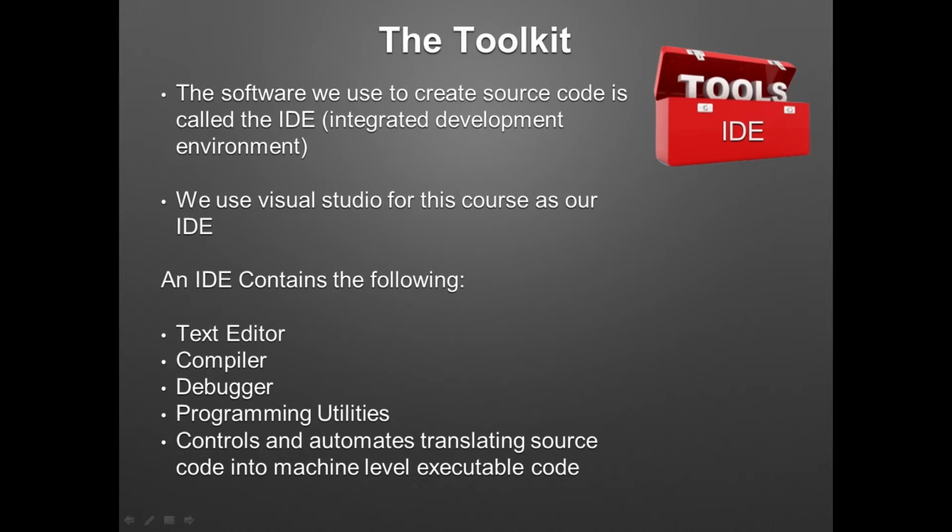So back to the toolkit. The toolkit allows us to build all of our source code, which is all of the code that we're going to be typing. And then from there, we're able to go through the compiling process and turn it into machine-level executable code.